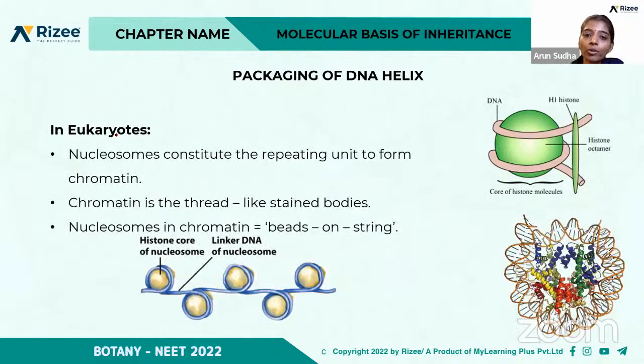So in the case of eukaryotes, the nucleosomes constitute the repeating unit to form a structure that is called the chromatin, right? So this will be how they are arranged. They are arranged like beads on a string. So these are like beads, and this is a string. So this is one nucleosome, that is the histone core, which is wrapped with this blue color. It represents the DNA, right?